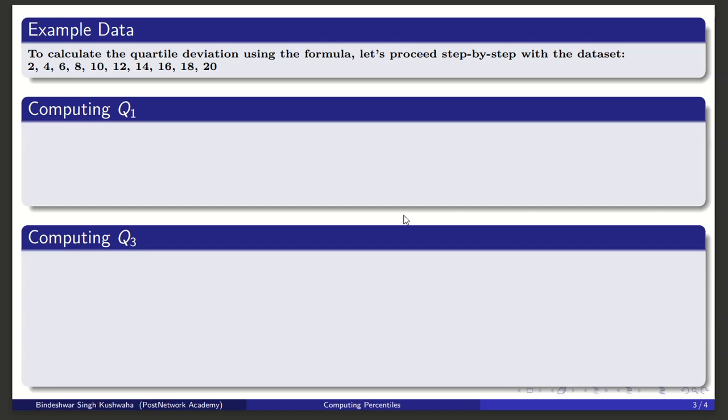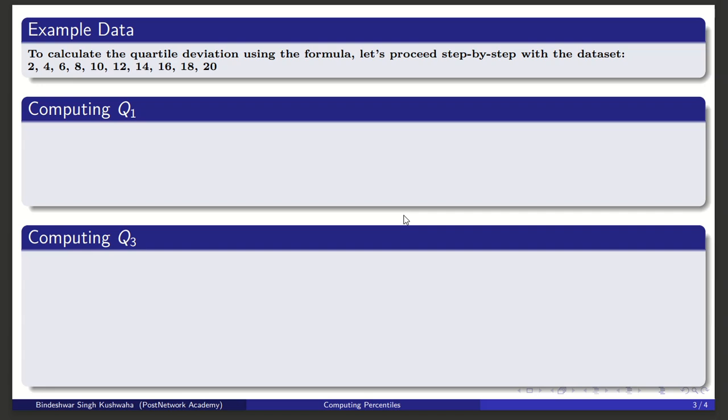So quartiles divide a data set into four equal parts, giving us insight into the spread and the central tendency of the data. The first and third quartiles, Q1 and Q3, represent the 25th and 75th percentiles respectively. But why is quartile deviation so important?